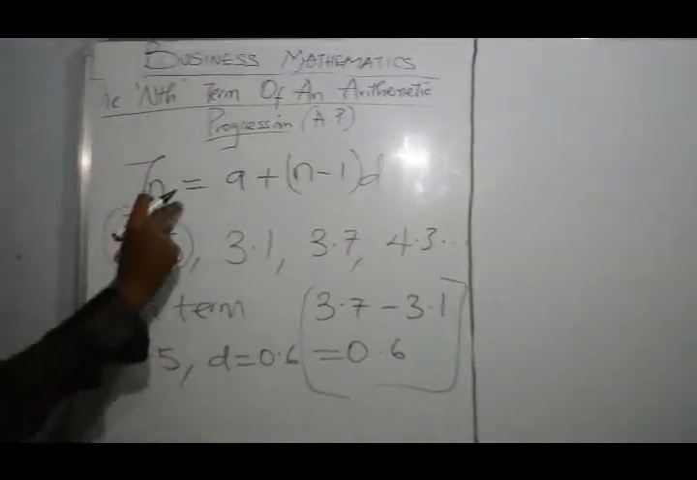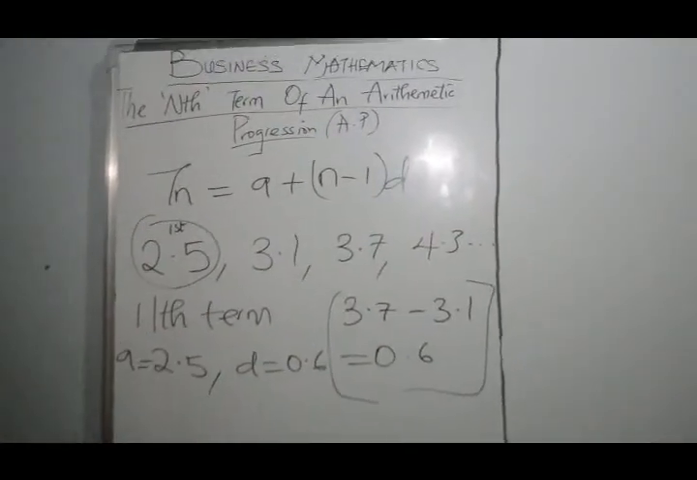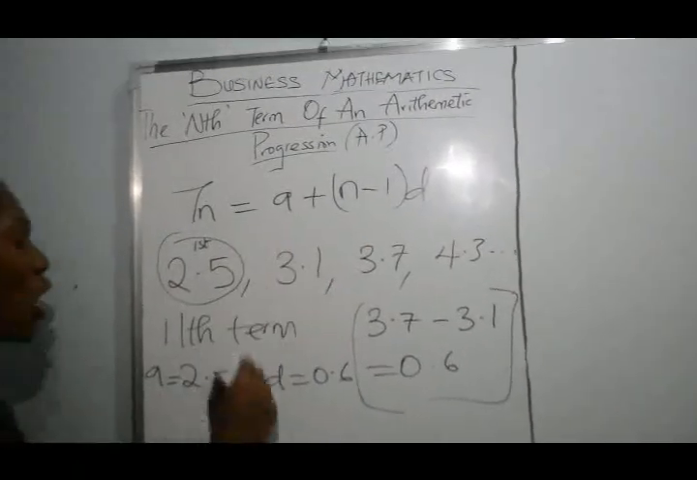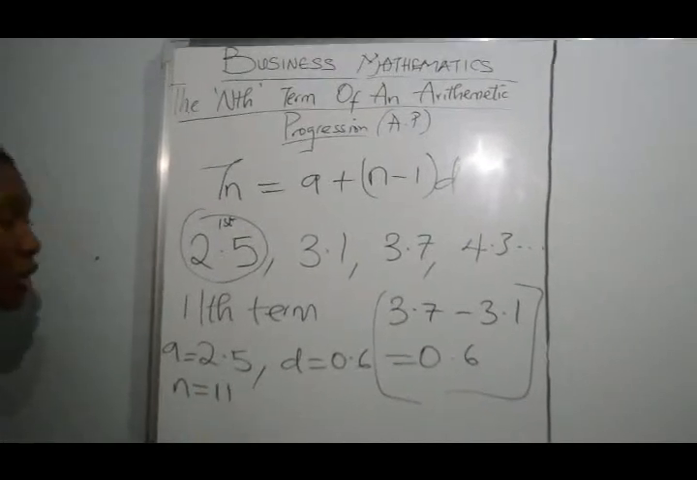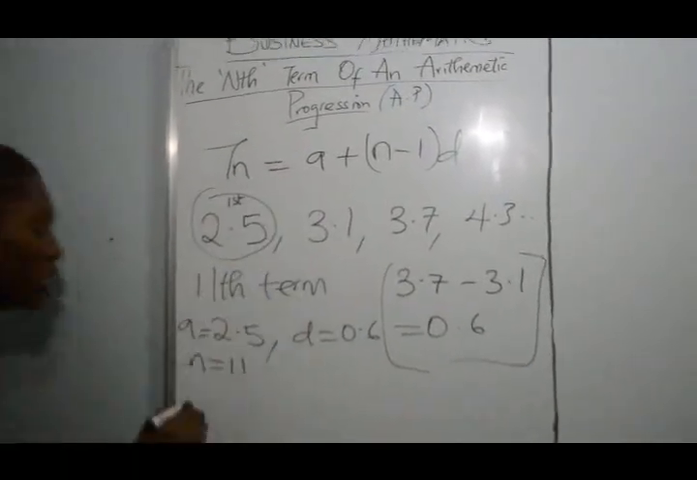Now with this we can find our 11th term. 11th term simply means we just substitute everything. Our n here, this is our 11th term, our n will be 11. So we just substitute into this value.